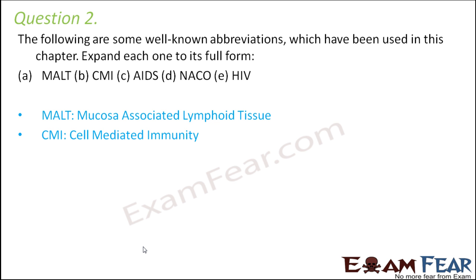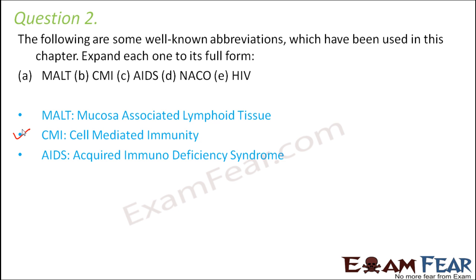CMI, that is cell-mediated immunity. It is that type of immunity where the mediators are the T cells, that is the T lymphocytes. So T lymphocytes control the entire immune response process and antibodies do not play a role.